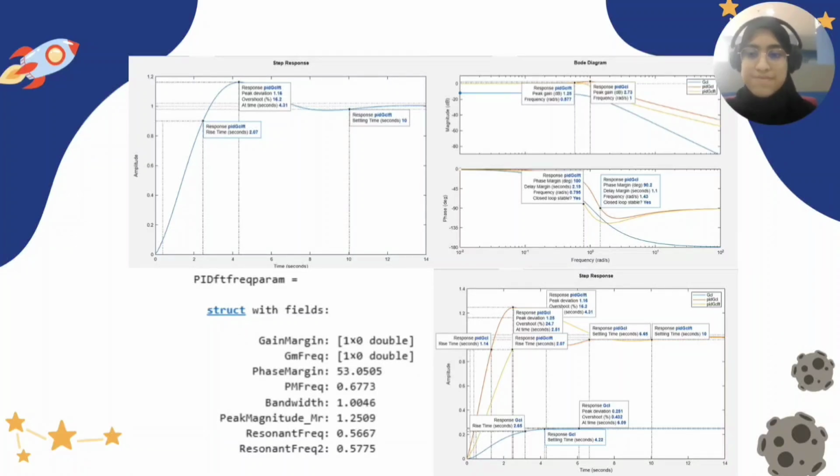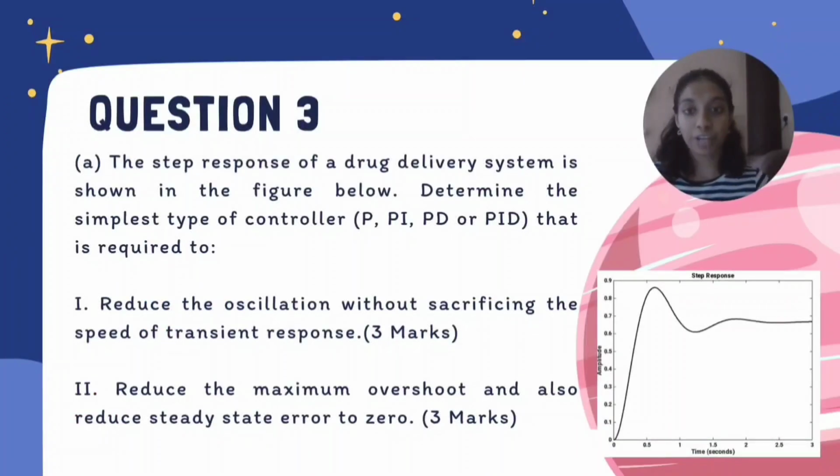Hi, so I'm in charge of question 3. For A, the step response of a drug delivery system is shown in the figure below. Determine the single type of control, P, PI, PD, or PID, that is required to: Roman 1, reduce the oscillation without sacrificing the speed of response, and Roman 2, reduce maximum overshoot and also reduce the error to 0.